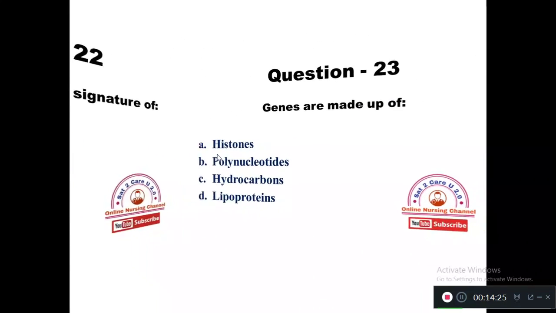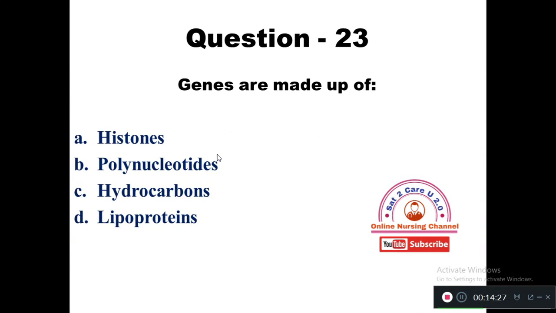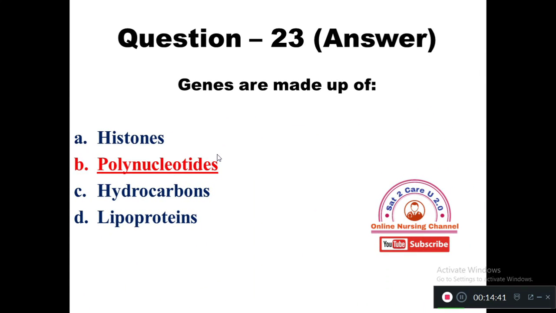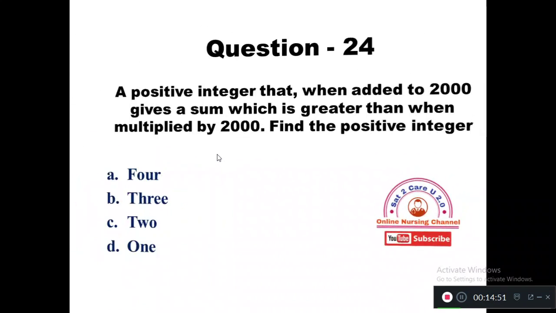Question number 23. Genes are made up of. General science question. It is: A, Histone, B, Polynucleotide, C, Hydrocarbons, D, Lipoproteins. We know genes are made up of polynucleotides, purines and pyrimidines. Genes are made up of polynucleotides. Option B is right.